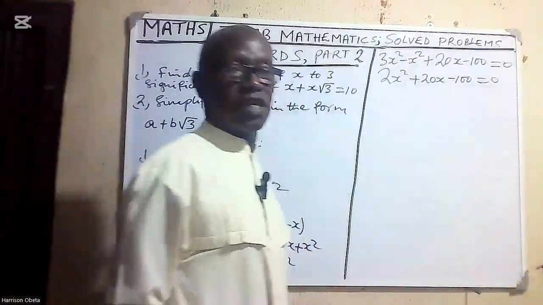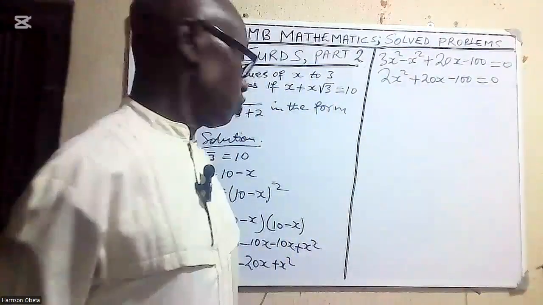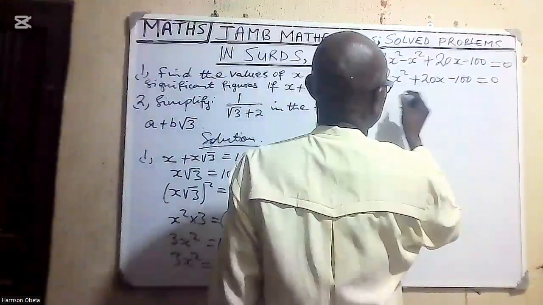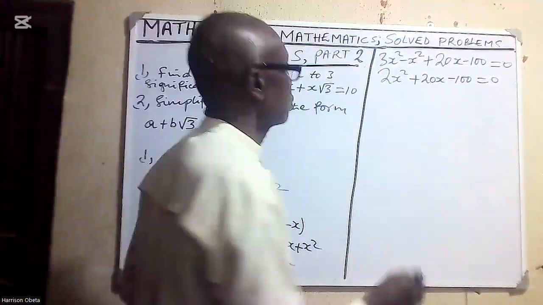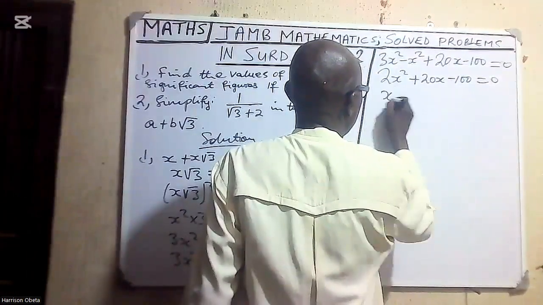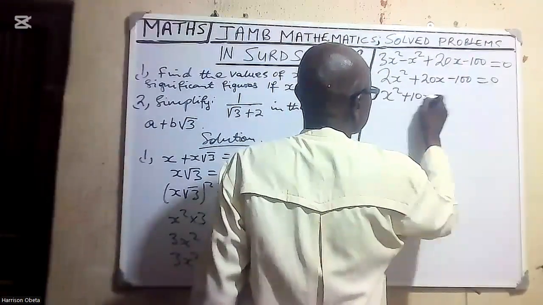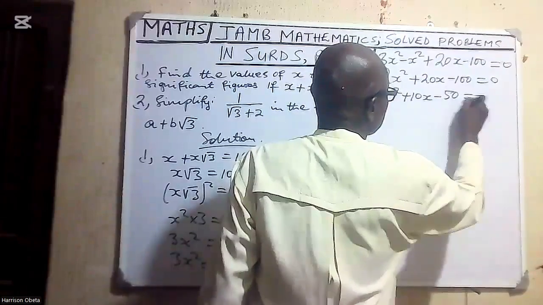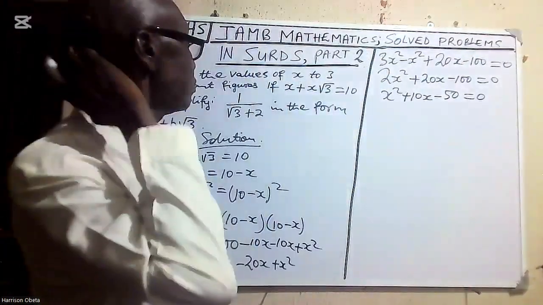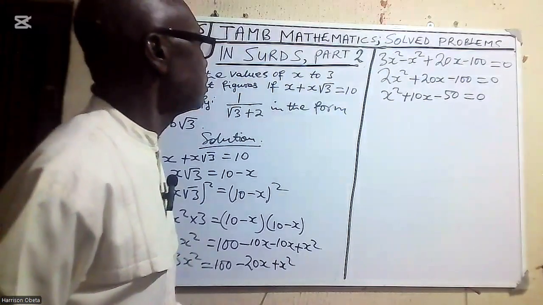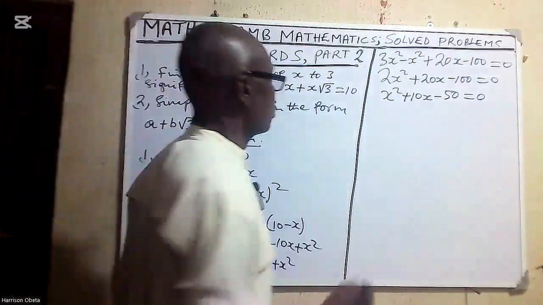So we are now having a quadratic equation. And from there we can reduce by dividing everything by 2. So that would be x squared plus 10x minus 50 equal to 0. So for me to continue, I can use the general formula to get the roots.